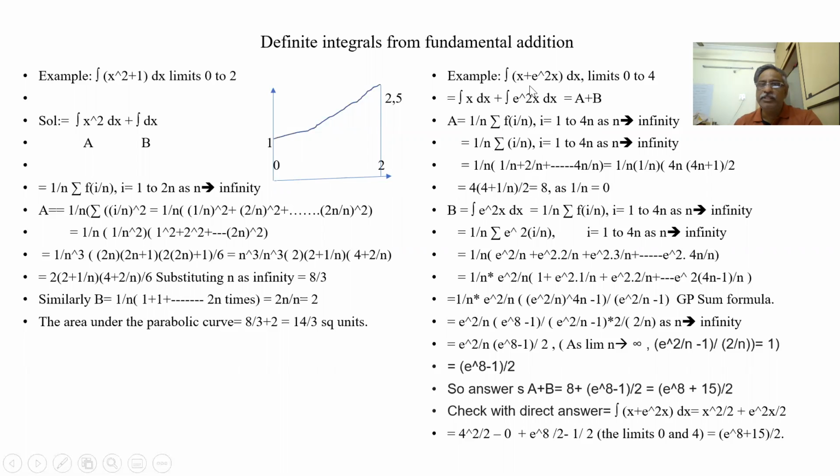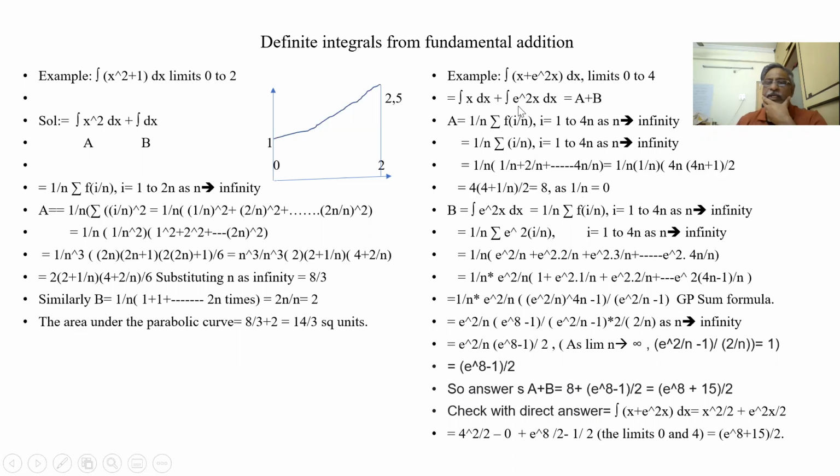Similarly, the second one, e to the power of 2x. Same thing I am writing, 1 by n, and in place of x I am putting I by n, with I going from 1 to 4n. So 1 by n plus 2 by n up to 4n by n. I am taking n outside, 1 by n square. So this becomes the first 4n terms addition, 4n into 4n plus 1 by 2, divided by n square. If I take n out here, 4 plus 1 by n. If I put n to infinity, this becomes 0. So 4 into 4 by 2 is 2, 2 into 4, 8. So the first term is 8.